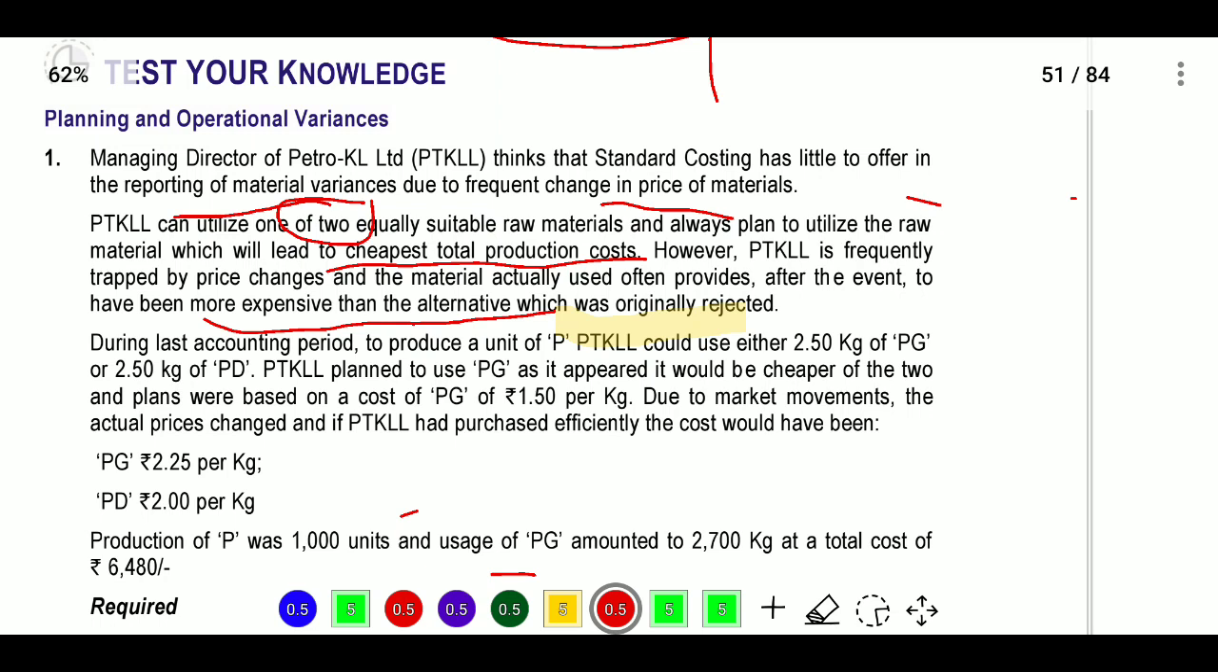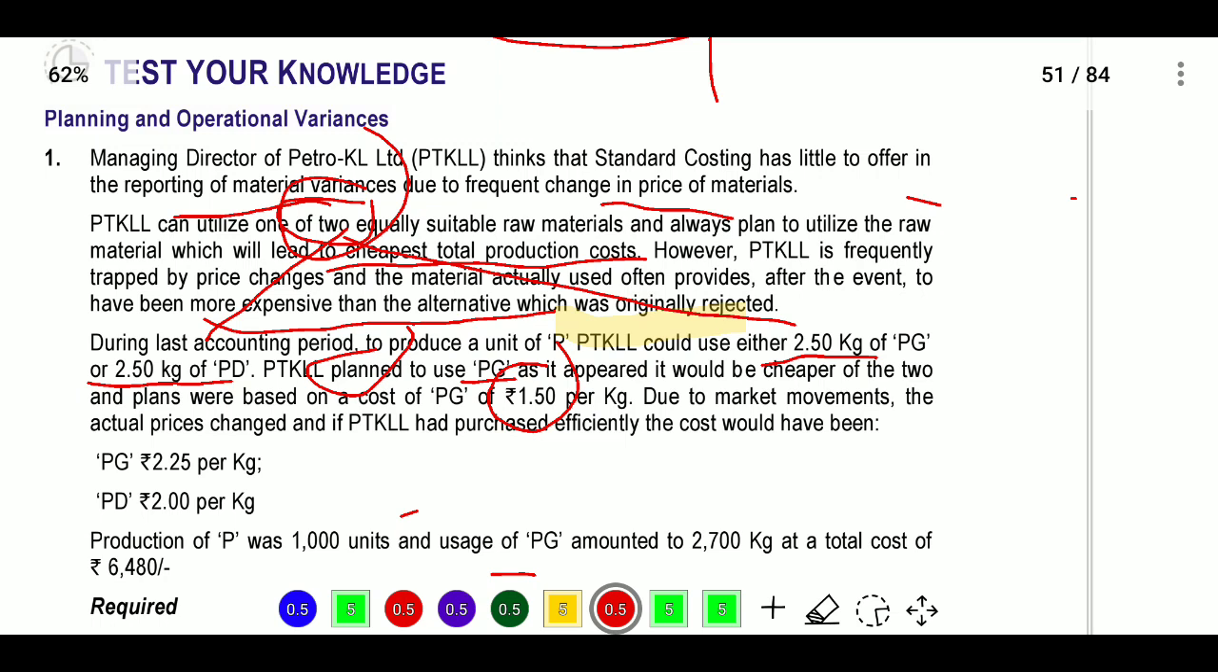Next, during the last accounting period, to produce a unit PTKL could use either 2.5 kg of PG or 2.5 kg of PD. So they have two options. They may buy PD or they may buy PG for 2.5 kg. PTKL planned to use PG, so it is planned, means it is budgeted. It would appear cheaper based on the cost of PG. What is the cost of PG? 1.5. It is the budgeted cost.